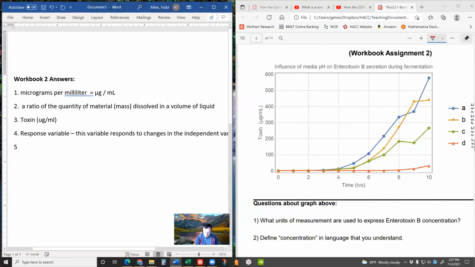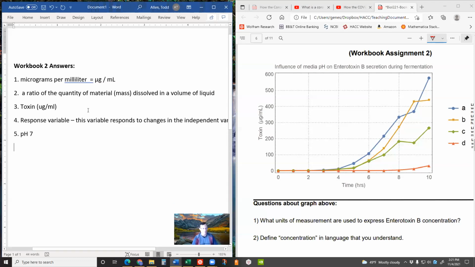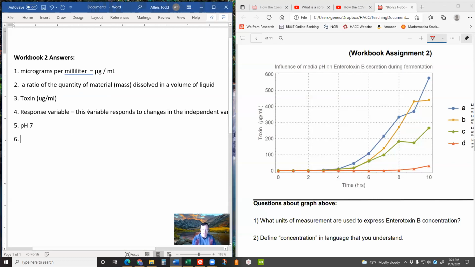Okay, question 5. What media pH generally supports the highest level of enterotoxin B secretion over time? And so I hope you came up with a pH of 7. Question 6, is the pH value you answered for question number 5 acidic, basic, or neutral? If it's literally 7.0, that in fact would be a neutral pH.